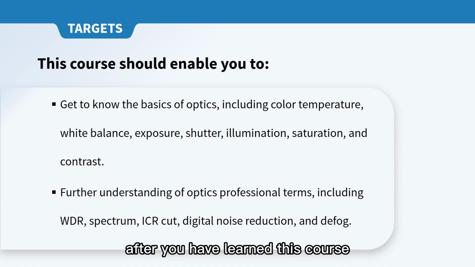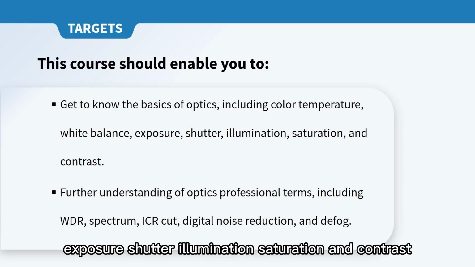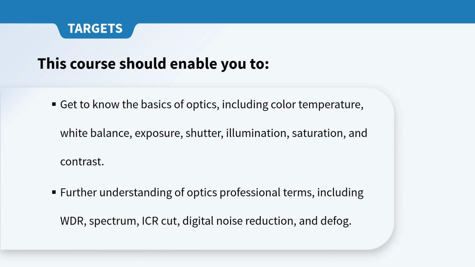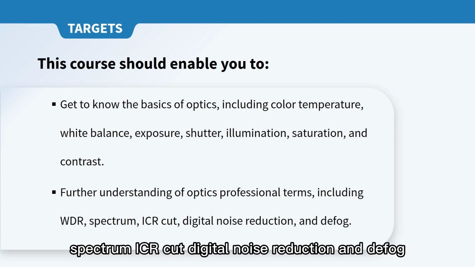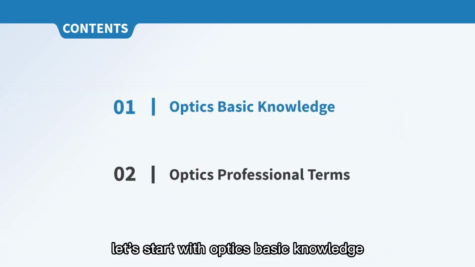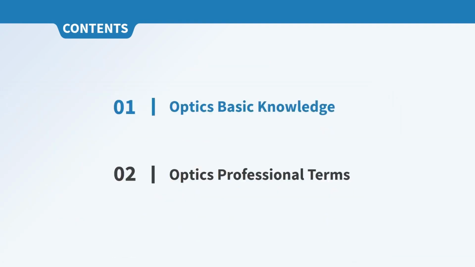After you have learned this course, you will get to know the basics of optics, including color temperature, white balance, exposure, shutter, illumination, saturation, and contrast. And have a further understanding of optics professional terms, including WDR, spectrum, ICR cut, digital noise reduction, and defog. Let's start with optics basic knowledge.